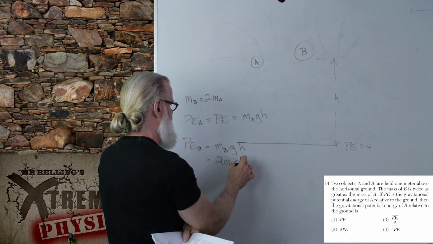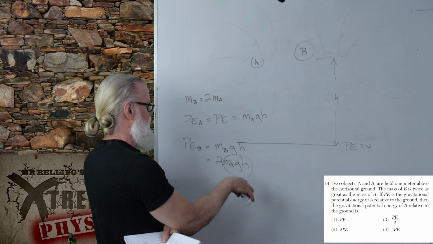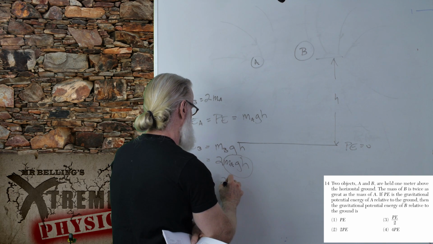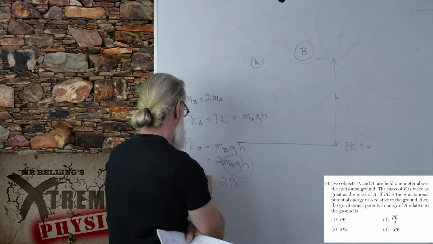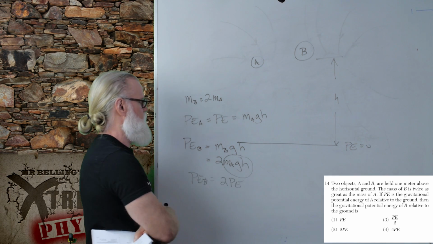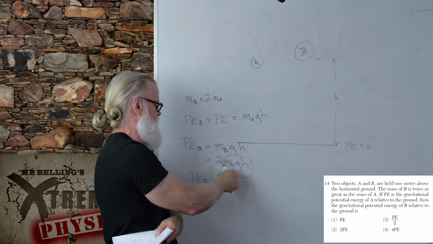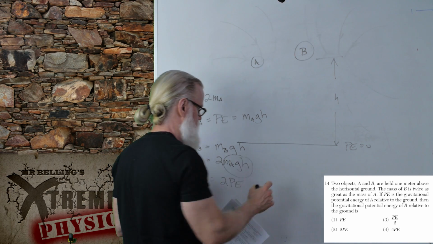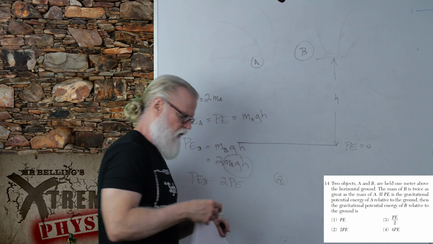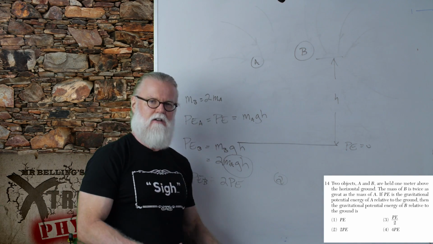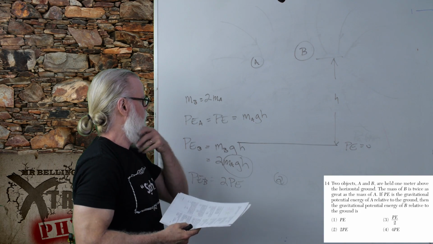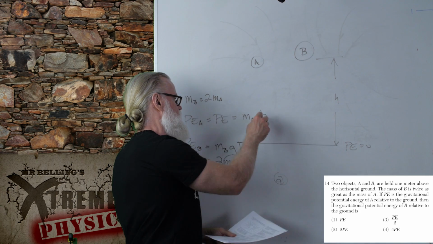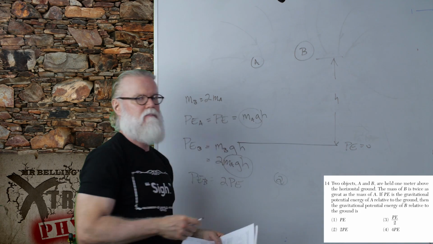Oh, I think I recognize this. So this is 2 times the potential energy. The potential energy of B is 2 potential energy, because that's what they said this was. Replace that in there: 2PE. So the potential energy of an object is proportional to its height. It's also proportional to its weight. Remember, mg right here is the weight, right?